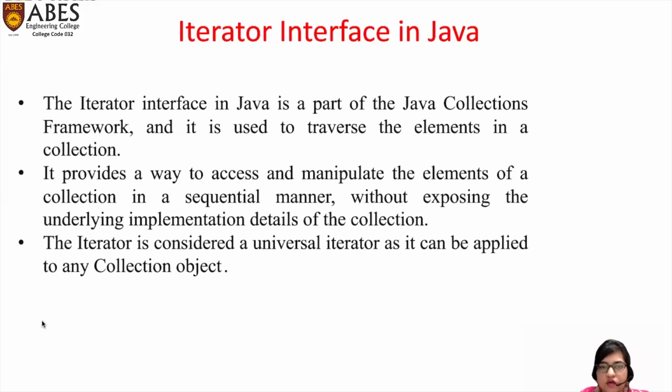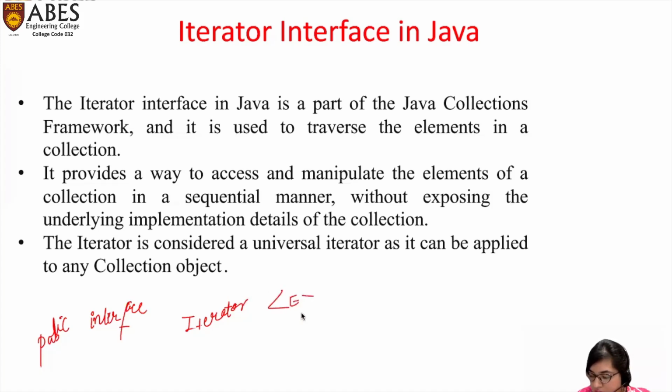Let's discuss how to declare the iterator interface in Java. Firstly, write public as the access specifier, then write interface, then Iterator, then the element type in the diamond syntax. Alright, so it's all about the iterator interface in Java.